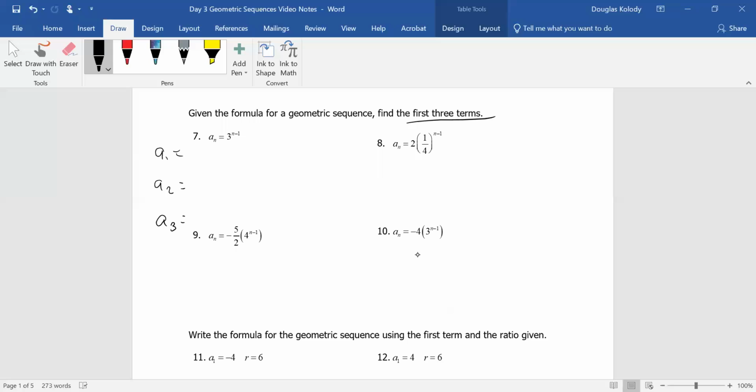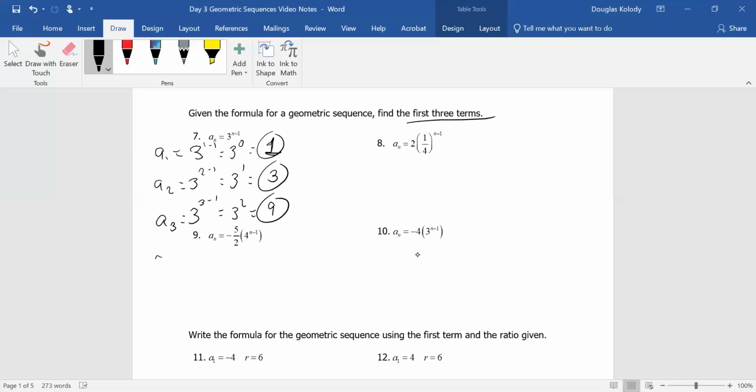So this is going to be 3 to the 1 minus 1 power, which is 3 to the 0 power. This is 3 to the 2 minus 1 power, which is 3 to the first. And this is 3 to the 3 minus 1 power, which is 3 squared. Recall, anything to the 0 power is 1, and 3 to the first is 3. 3 squared is 9. Done.